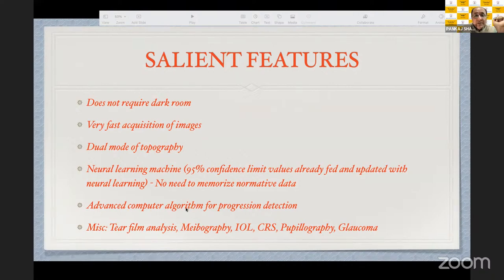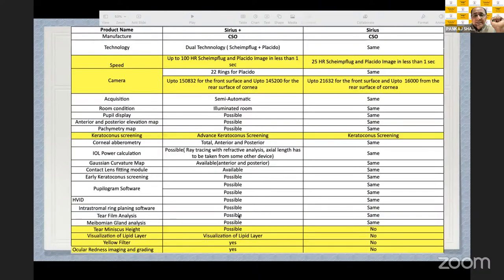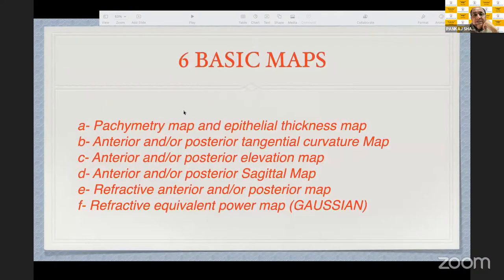There's an advanced computer algorithm for progression detection. It also gives a tear film analysis, meibography, IOL power calculation, pupillography, glaucoma, and so many things. The Sirius Plus has got the added advantage that instead of just 21,000 points on the front surface, it takes 1,50,000 points from the anterior surface. It has got advanced keratoconus screening and can visualize the lipid layer, and tear meniscus height can also be studied. So again, it has got all the basic maps.